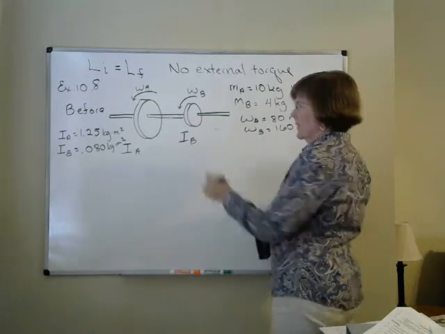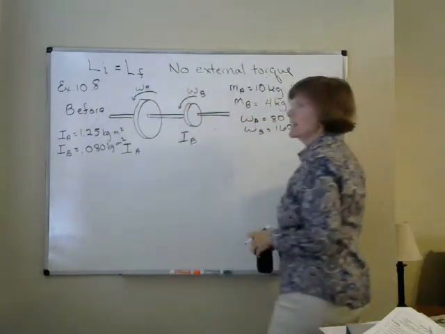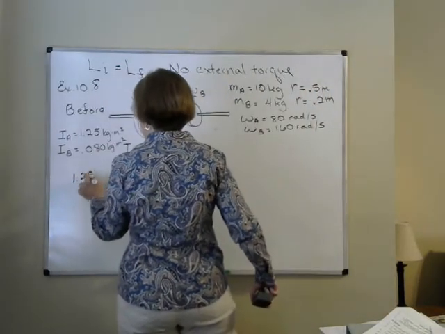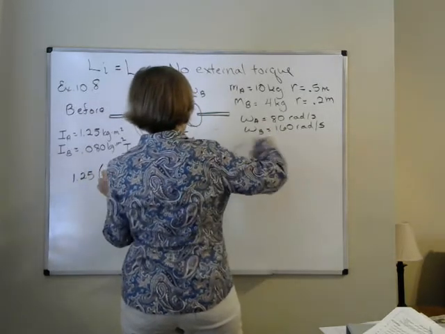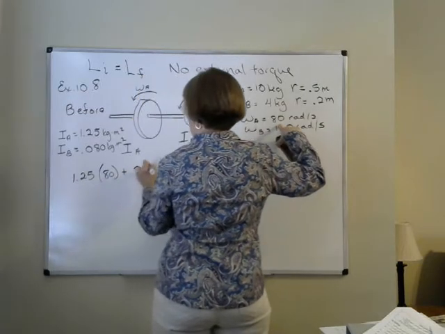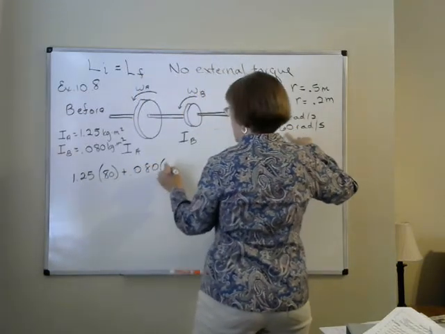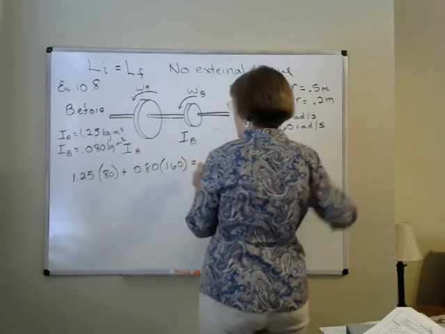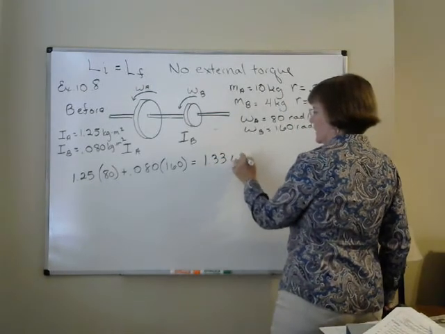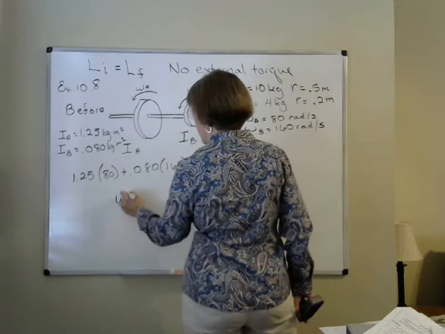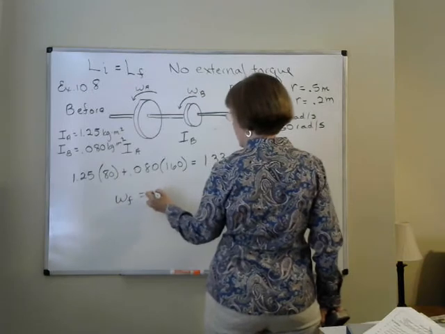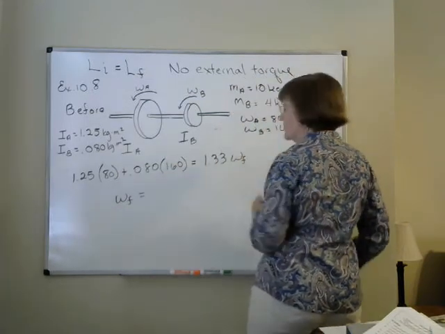So here we are. Conservation of momentum. Angular momentum is just I omega. So we've got 1.25 times 80 plus 0.080 times 160 equals, after they stick together, 1.33 omega final. So omega final is this plus this, divided by 1.33.